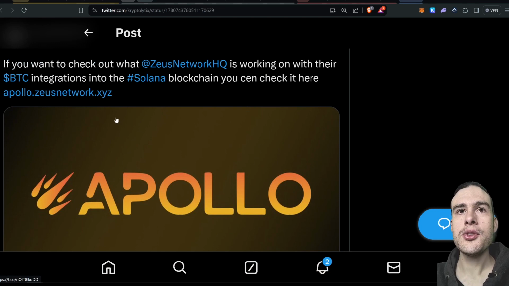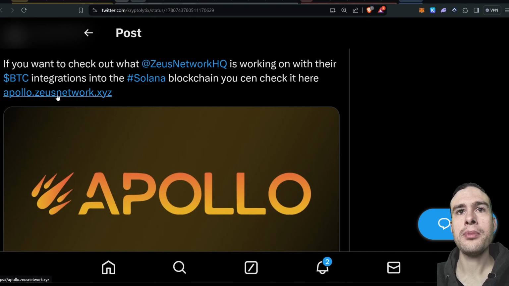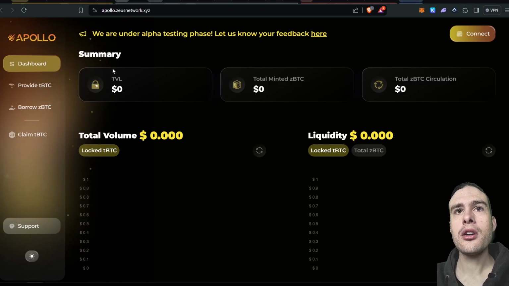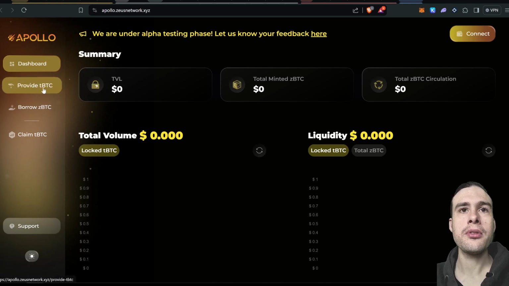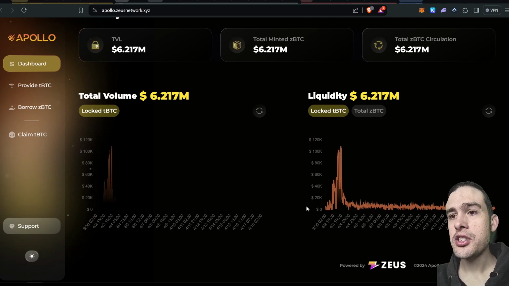So with regards to Zeus Network, this is Bitcoin on Solana. They have a working product now. They've got a website we can go and check out, apollozeusnetwork.xyz. You can come over and have a look and see what they are building. Again, as I said, we need a working product to see how this all works. So this is one way we're going to see potentially earning yield on Bitcoin with Solana.